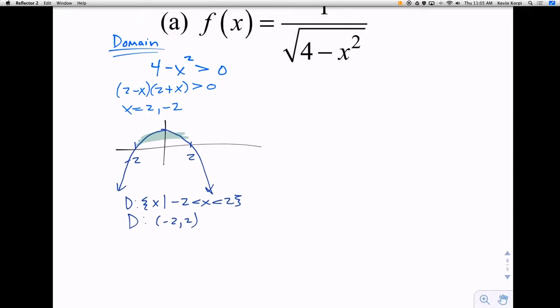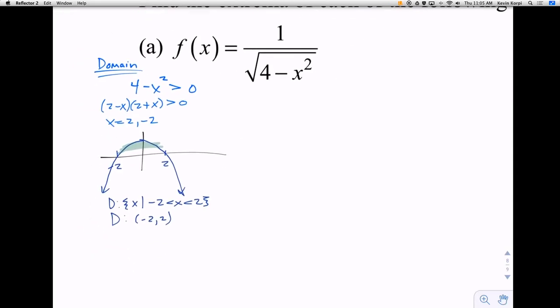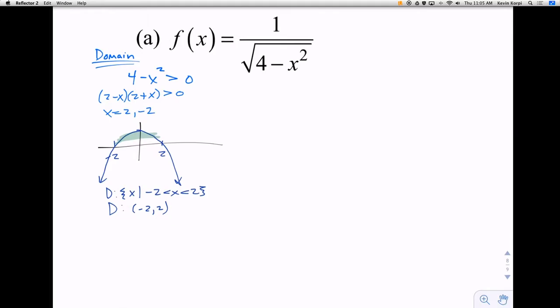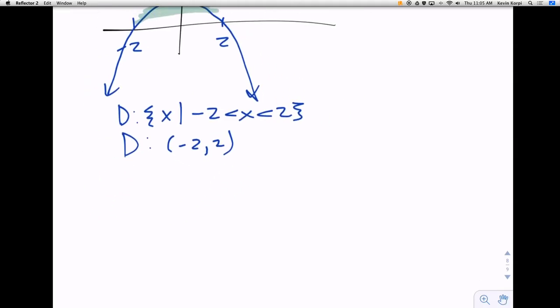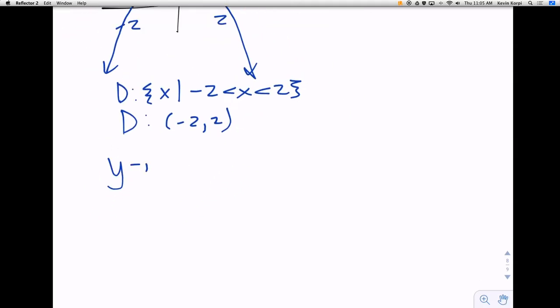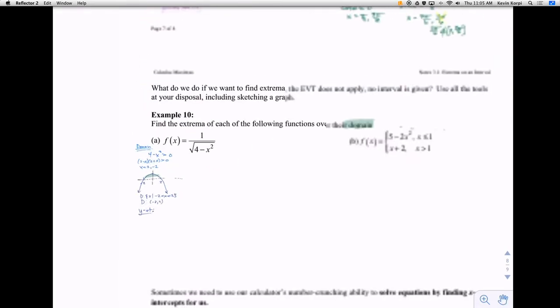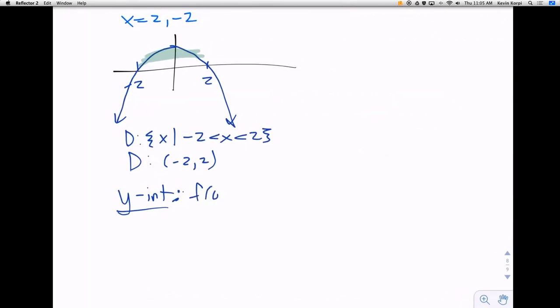Alrighty, that's good to know. What else can we grab from this function kind of for free without BOTCing? Intercepts, good. We can look for the y-intercept. In general, the y-intercept is the easier of the two to find. How do we find y-intercepts? Plug in a 0 for x. So that would be f of 0.